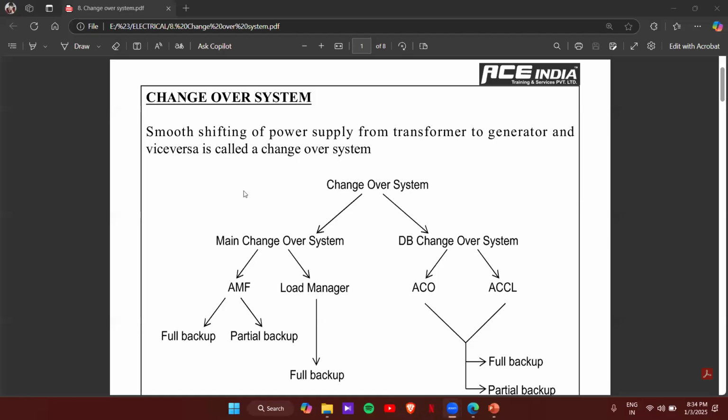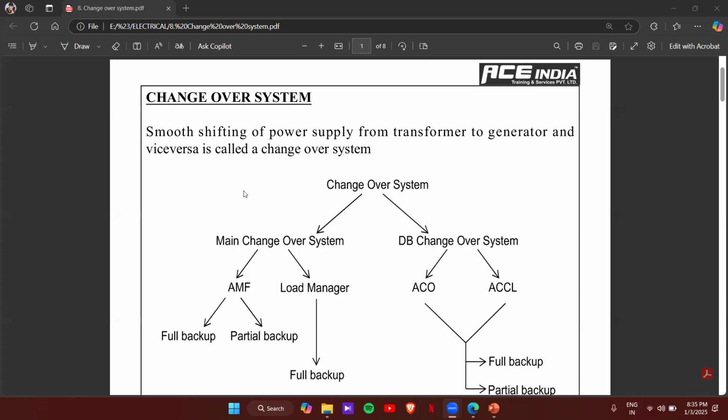So in today's session, we'll discuss the changeover system. Okay, so a changeover system is actually a unit which is used to change between the main supply and the backup supply system. Mainly, if you have a building, you'll have a main supply system, which will be from the EB side, or you'll usually say from the transformer side.